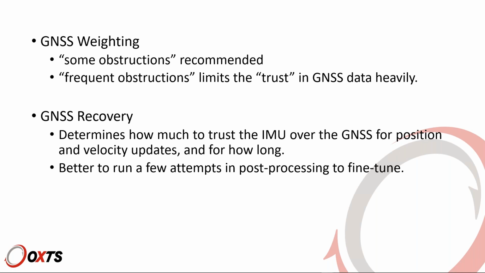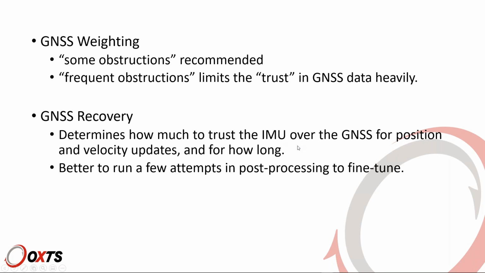And GNSS recovery, that's another setting that will determine, again, how much to trust the IMU over the GNSS. So when the two disagree, and it can happen, the trajectory calculated by GNSS can be different to the one calculated in dead reckoning, so using the IMU data. So what happens? Who should the system believe when IMU and GNSS disagree? You can have a say on that through these settings.